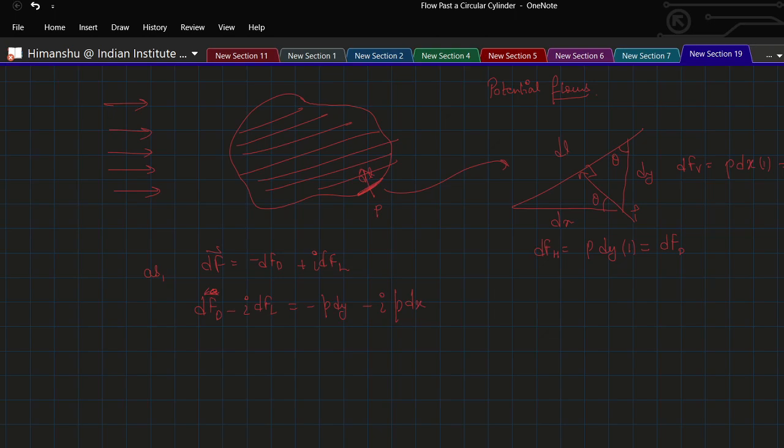This would be minus iota p dx, and this would be plus, minus iota dy, which could be written as iota p dz star, where dz star is the conjugate of dz.